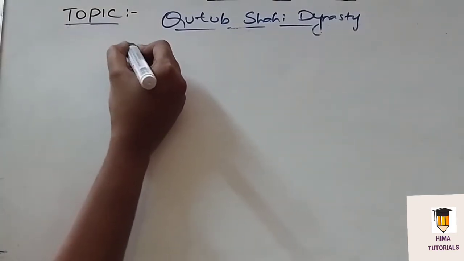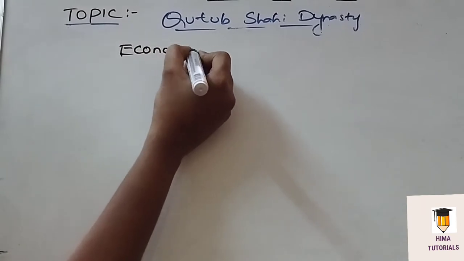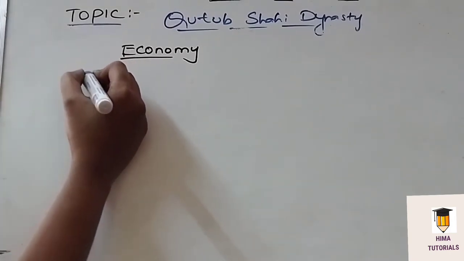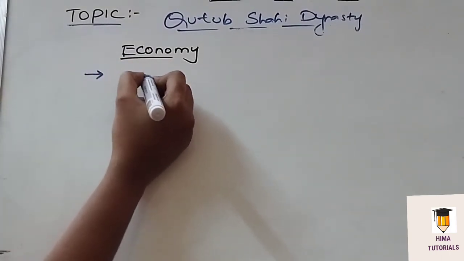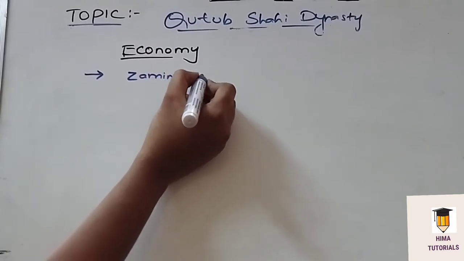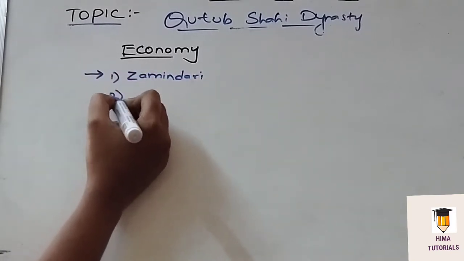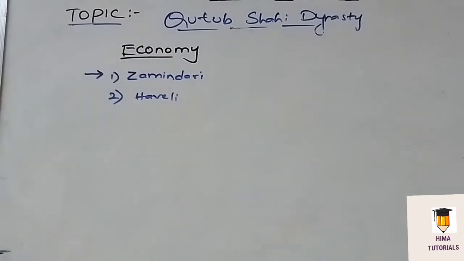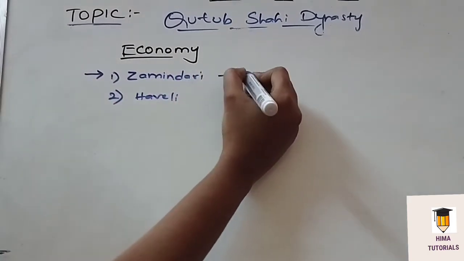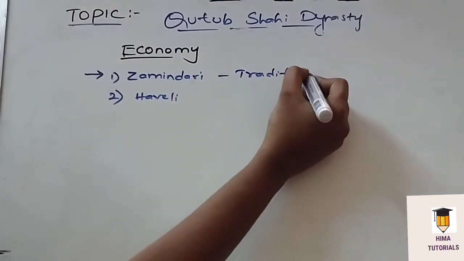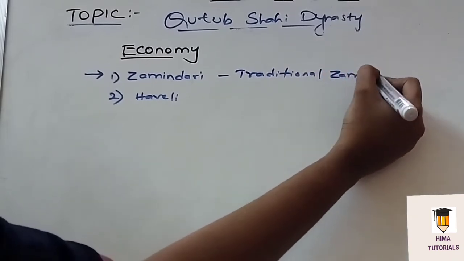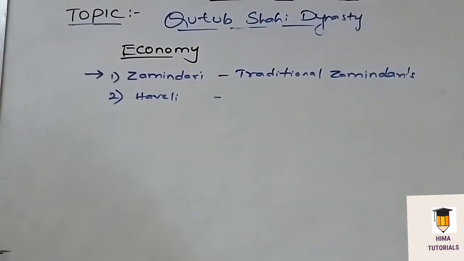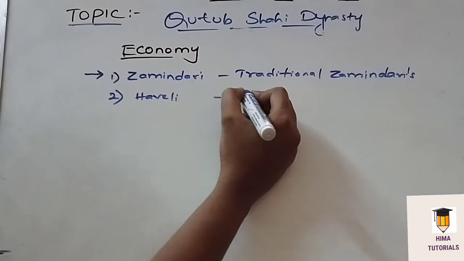Now let's discuss the economy during the Qutubshahi period. During the Qutubshahi period, the entire land was divided into two types: Jamindari and Haveli. The Jamindari lands were under the control of traditional Jamindaris, whereas the Haveli lands were under the control of the king.